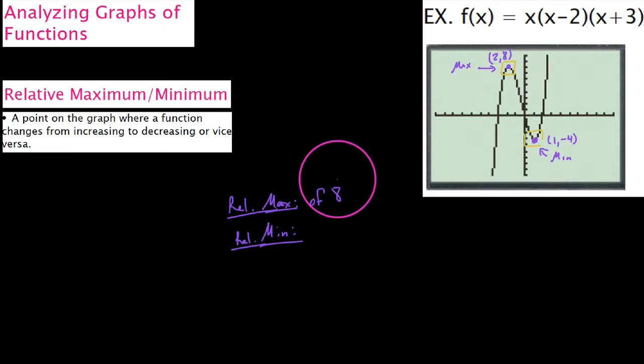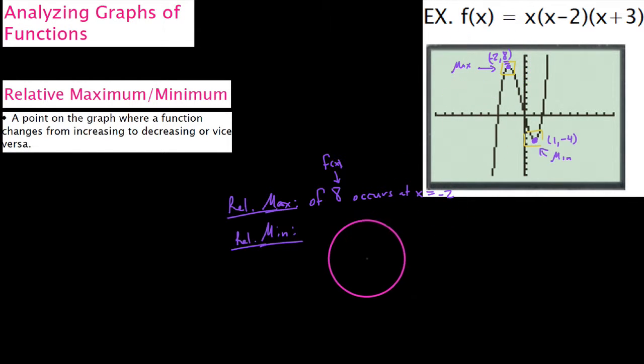And the reason why I say of 8 is because this is an f of x value. When we talk about a value for a function, we're talking about its y values. So this function has a relative maximum value of 8, and it occurs at x equals -2, and this is a -2 here, okay? Whereas if I were to say, well, what's our relative minimum value here? Do we have any relative minimum values? I say, well, my function has a relative minimum value of -4, and it occurs at x equals 1, okay?